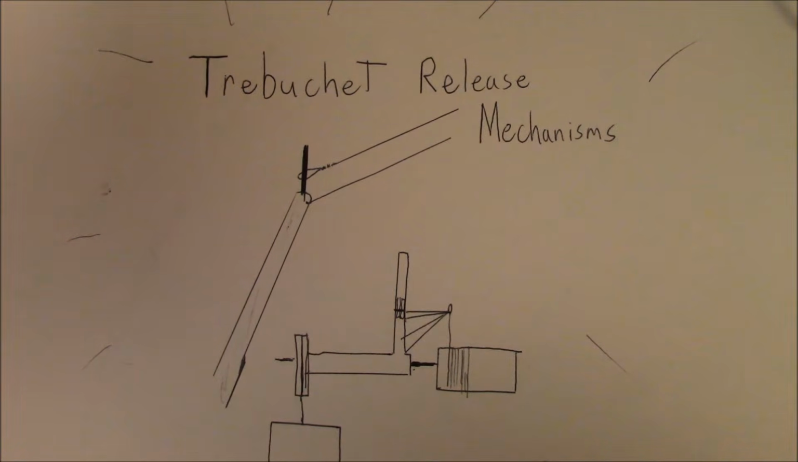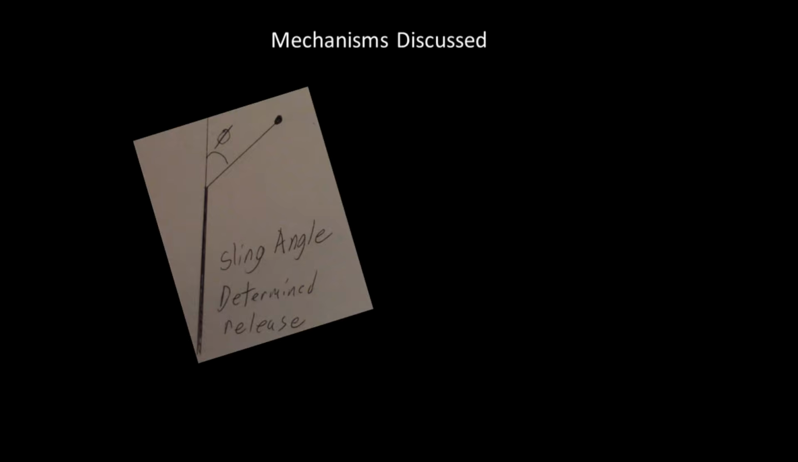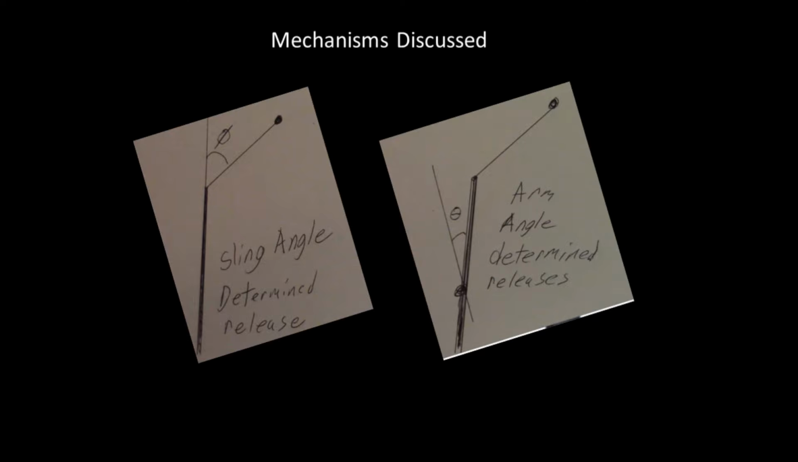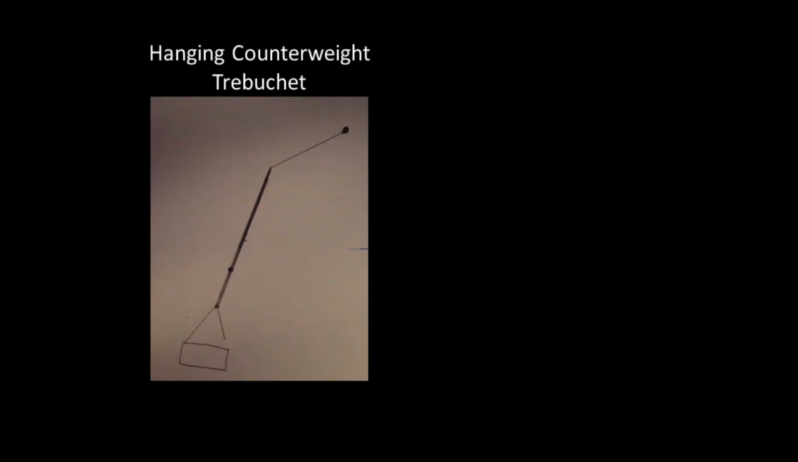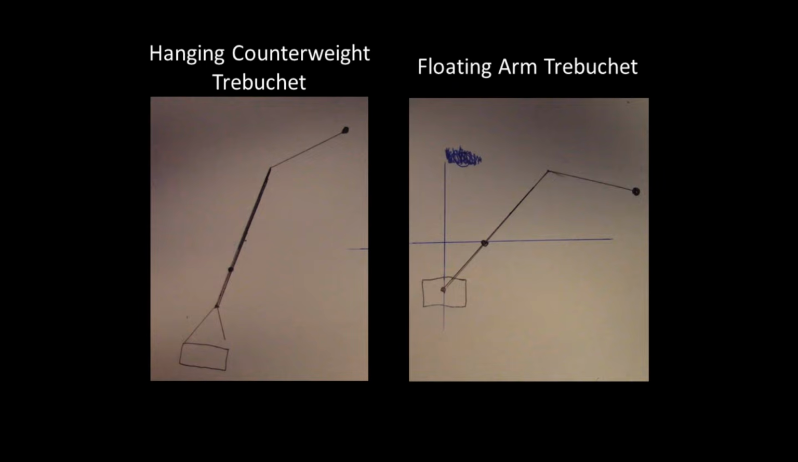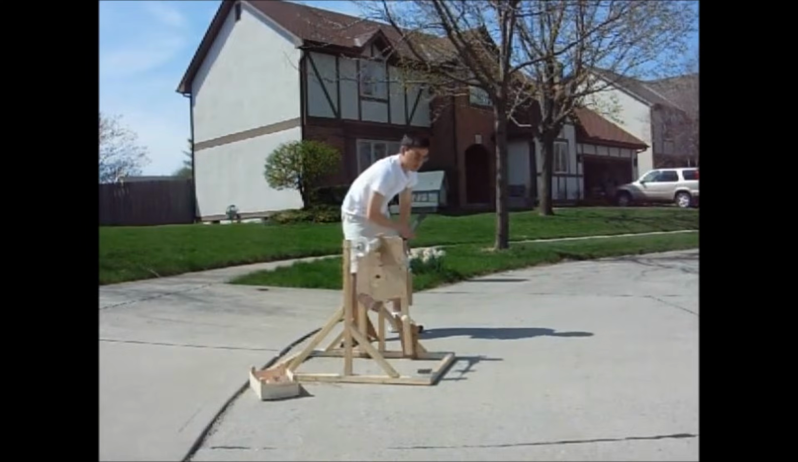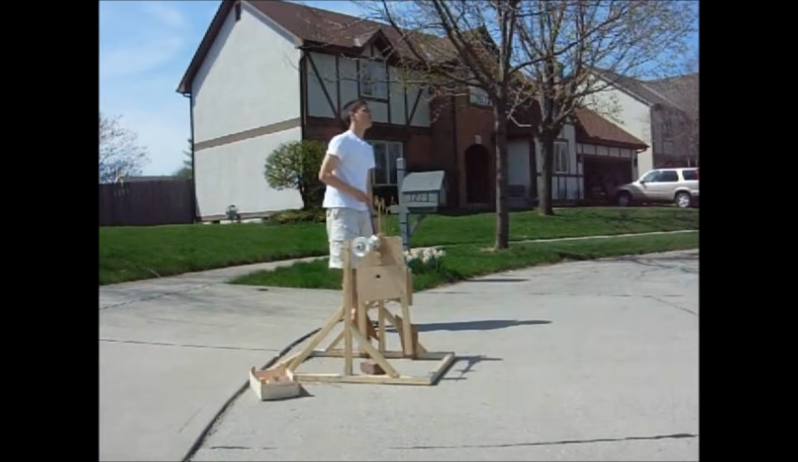Here I will discuss how to set your sling release based on either sling angle or arm release angle. I will also discuss the advantages of both. This video should be useful if you're interested in hanging counterweight and floating arm trebuchets. It will also show you how to go off the beaten path. Part 1. Angle dependent release.